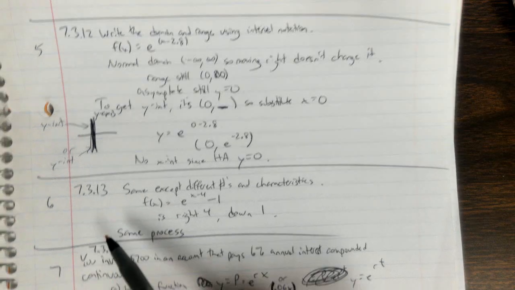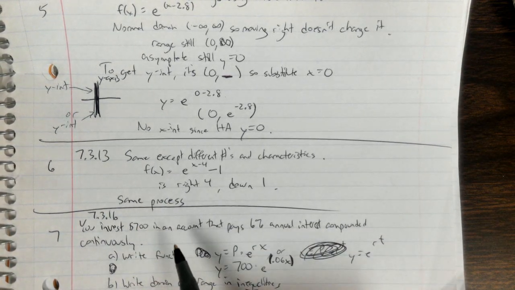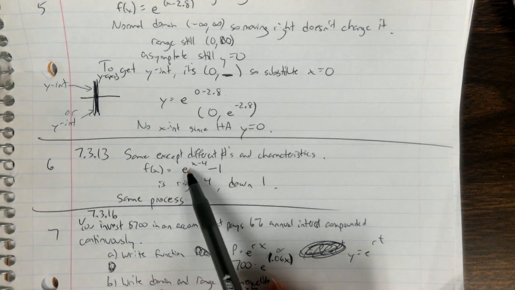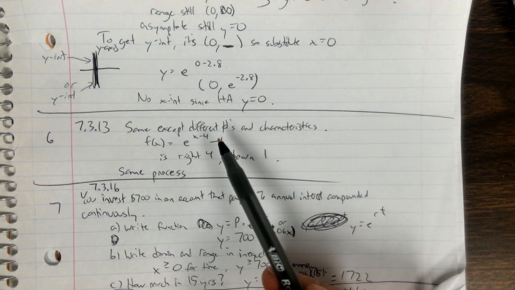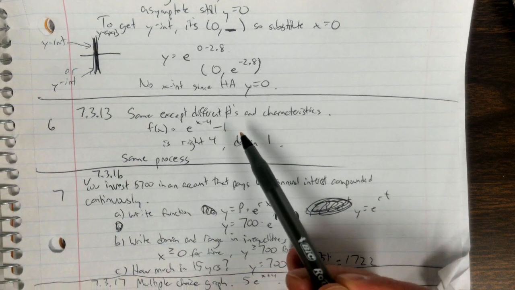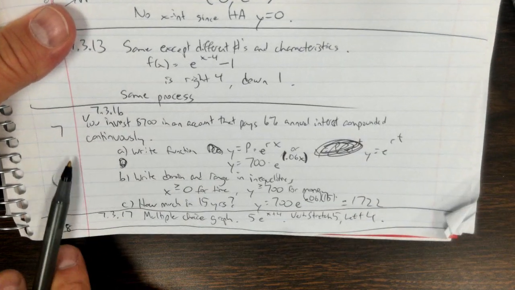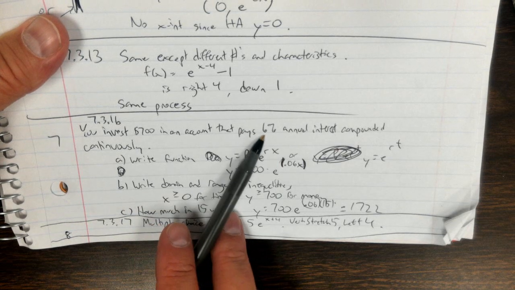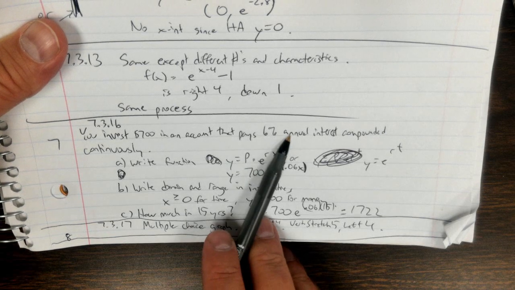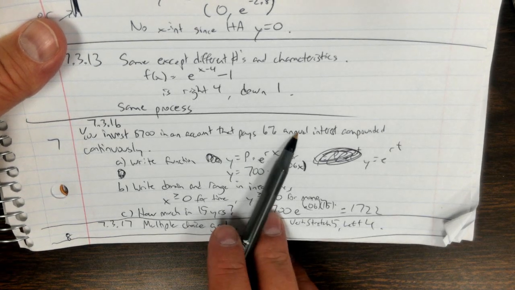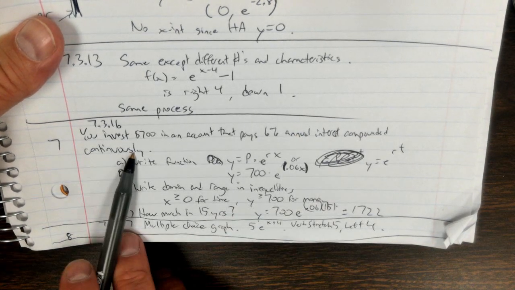Now number 6, on this one we have the same type problem, except for different numbers and characteristics. So this one you're going right 4 and down 1, so it's the same process. Then for this one, you're investing $700 in an account that pays 6% interest annually, so that means you're only compounding once. You're only using 1 for your variable, but it says you're compounding it continuously.